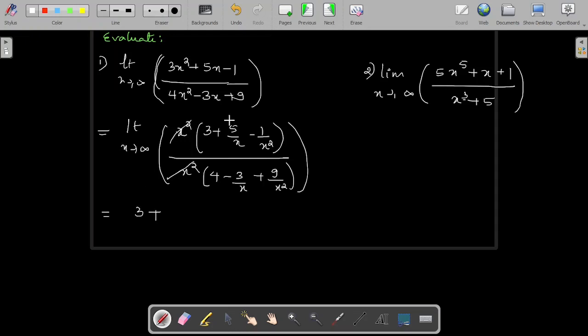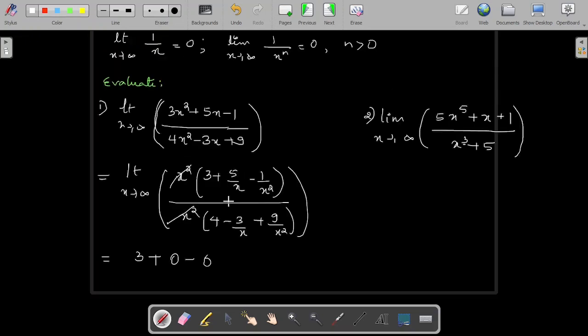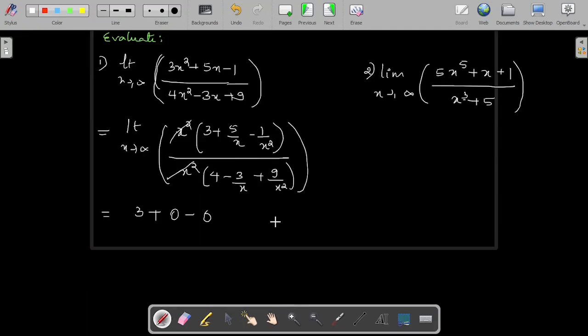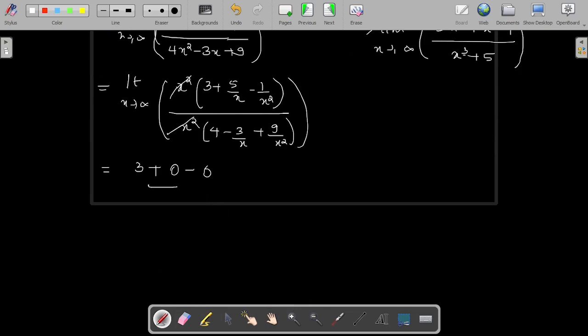3 plus 5 by infinity is 0, minus 1 by infinity square is also 0, using this result for 1 by x to the power n. Similarly, the denominator is 4 minus 0 plus 0. So the answer is 3 by 4.